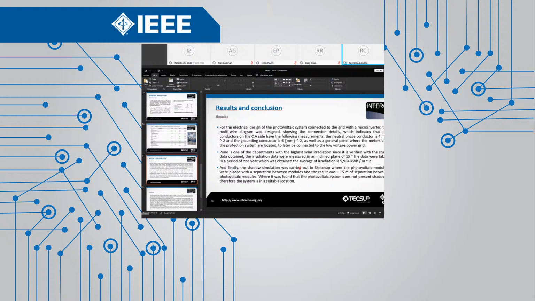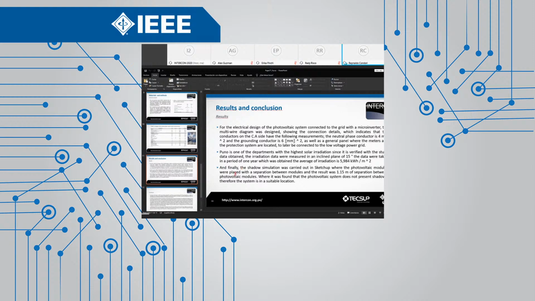Puno is one of the departments with the highest solar irradiations, since it can be verified with a study. The irradiations data were measured on an inclined plane of 50 degrees. The data were taken in a period of 1 year. The average of irradiation is 5,984 kilowatts hour over meter.